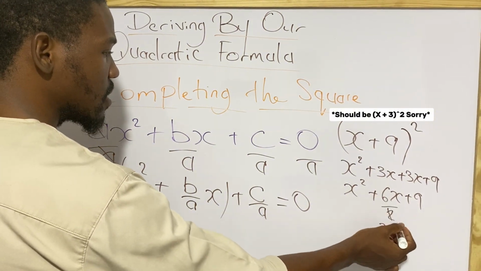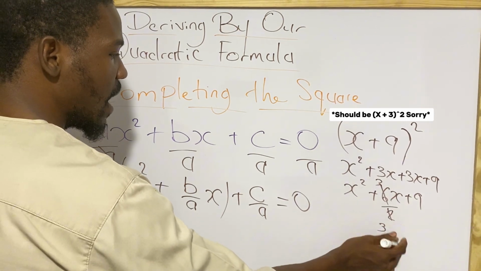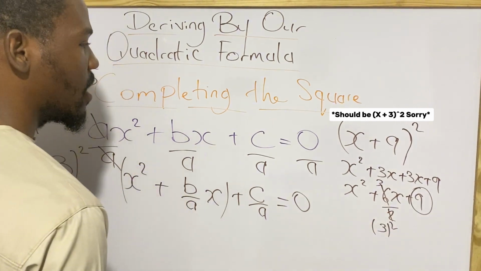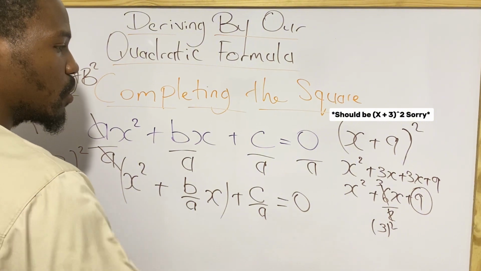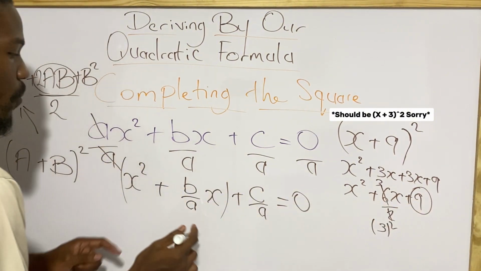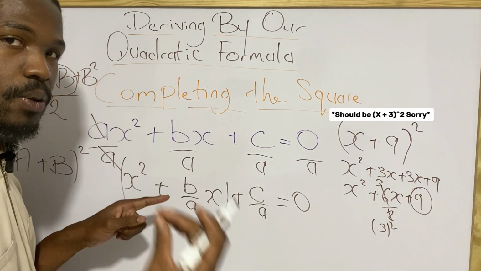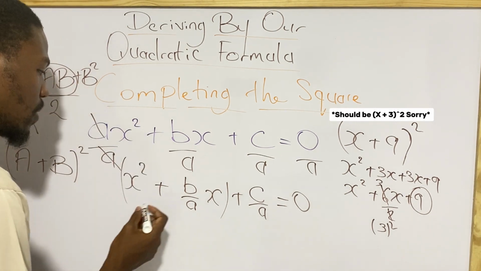Half of 6 is actually 3. So if we half this 3 and then we square it, we would actually get our 9. And you can try different examples where that is concerned. In other words, in order to get the other portion of our square, we need to half this number, and then we square it to complete our square. So let us do that.